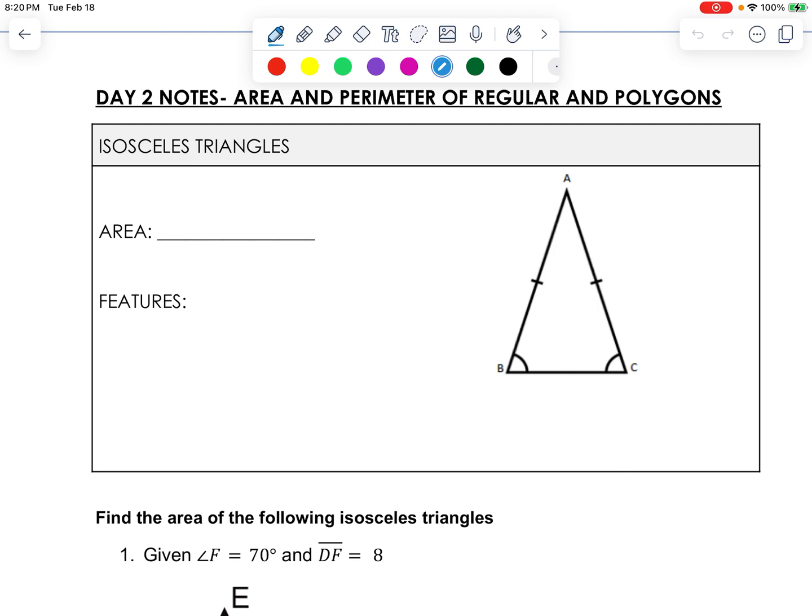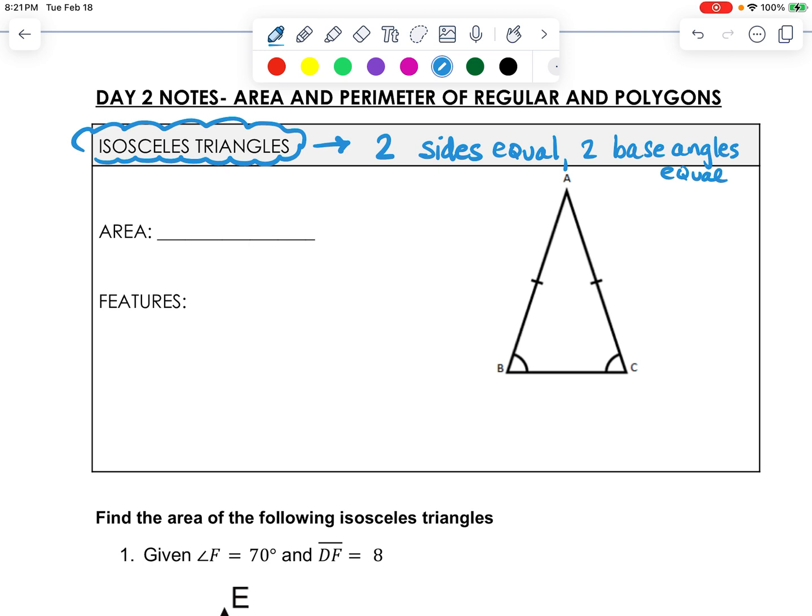Okay. Take a look at this isosceles. Today we're just going to be dealing with isosceles triangles. And if we remember isosceles triangles, you have two sides that are equal and two base angles that are equal. So the two sides are here and here. And remember, our base angles are right across the way in this guy.